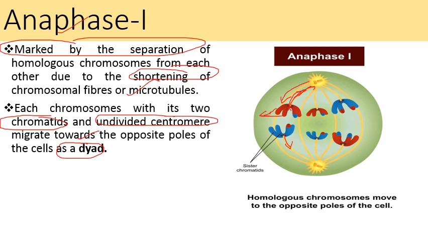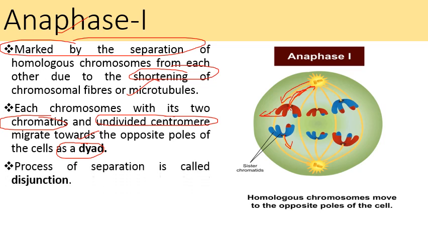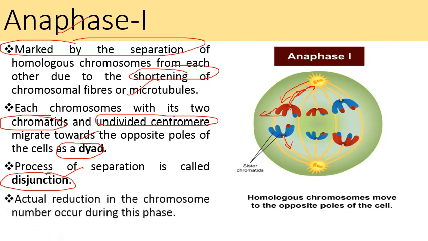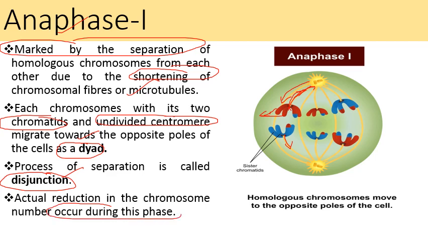So that's why in this phase there is reduction in chromosome number. The chromosome number becomes half in this phase. The process of separation is called disjunction, while the aggregation of chromosomes is known as congregation. The actual reduction in the chromosome number occurs during this phase, that is Anaphase I.